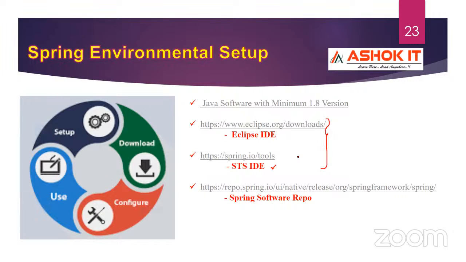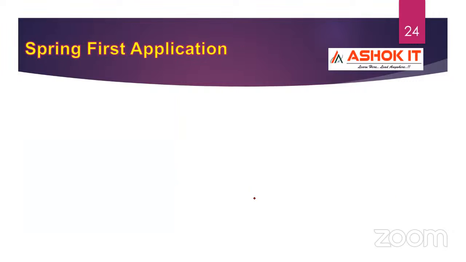And in the later part of our session, we will be using Eclipse IDE and IntelliJ IDE. Don't worry about it. That is the second step. And the third step is to download the Spring software repository. Download the 5.x latest version; in the month of March they released some version, guys. So download that one, 5.3.27. That's all.